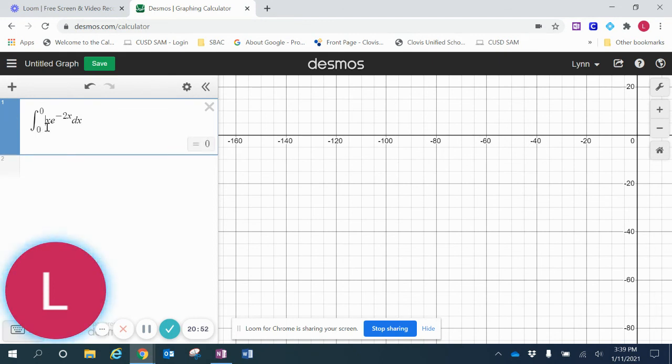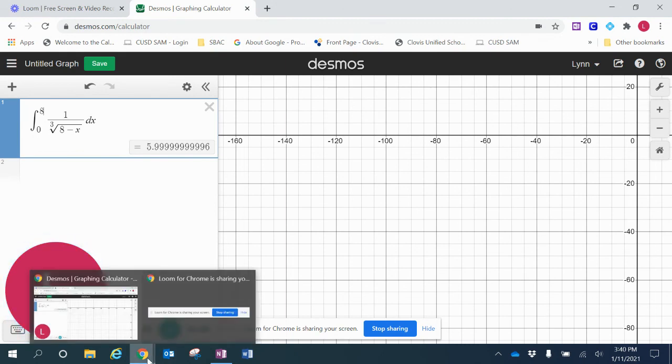So we went from 0, and then this was 1 over, oops, what the heck? 1 over the square root. No, it wasn't. It was the cube root. 1 over the cube root of 8 minus x. And then we are going from 0 to 8. So if I put in 8, I get that 5.9 repeating, which is 6, right? Because you can't actually evaluate at 8, but Desmos knows that. And so it's probably using some sort of fabulous programming.